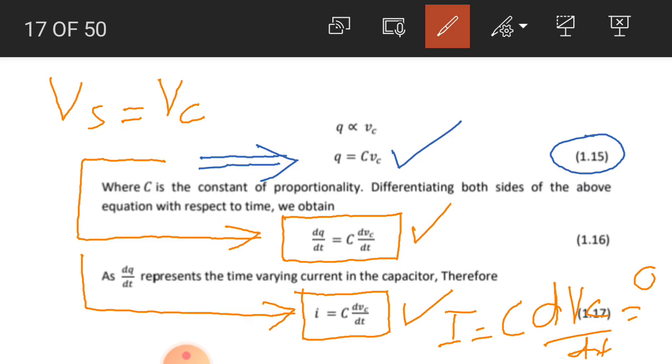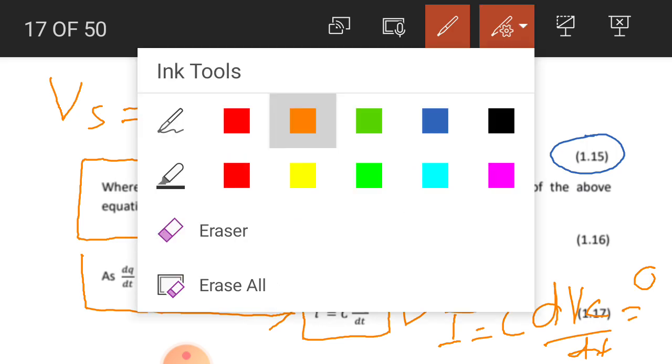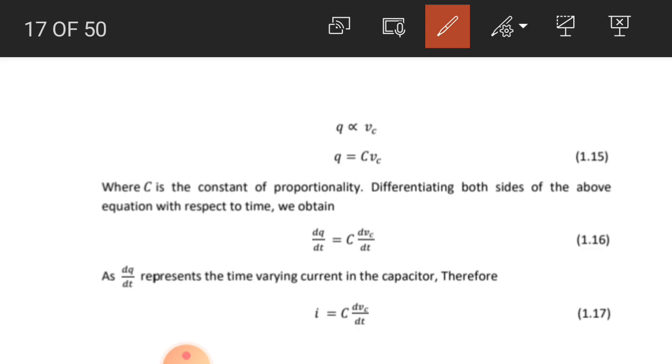What I am saying is that if the current in the capacitor is known and you want to find out the time varying voltage across the capacitor, what will you do? We are going to find out the equation for the voltage across the capacitor. In order to do that, let us play with equation number 17.